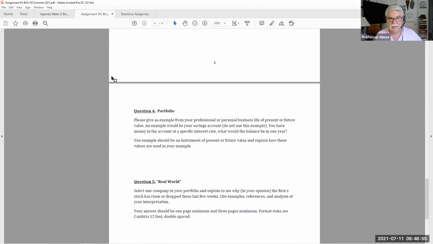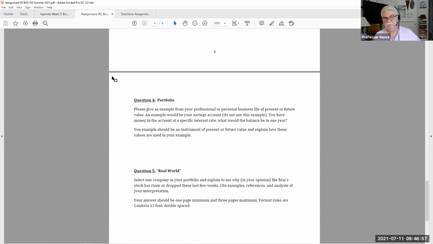And I want you, this is a good one. Question number 4, please give an example, excuse the typo there, from your professional or personal life that describes present or future value. Example would be a savings account or something that earns interest over time. Give an example of a present or future value in your professional or personal life.